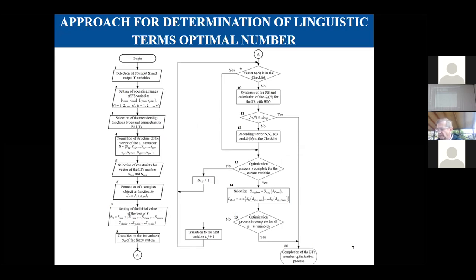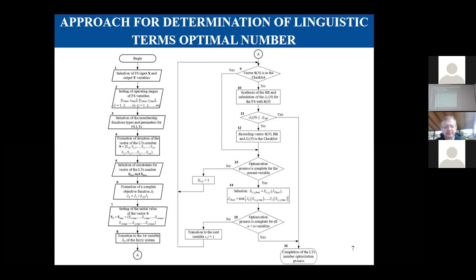The given approach is based on the concept of sequential search of the best values of the linguistic terms number for fuzzy systems, starting with the first input variable and ending with the last output variable. Moreover, it uses the bio-inspired method of ant colony optimization and sequential search method for automatic rule base synthesis for each new obtained variant of the selected vector S that determines the number of linguistic terms.